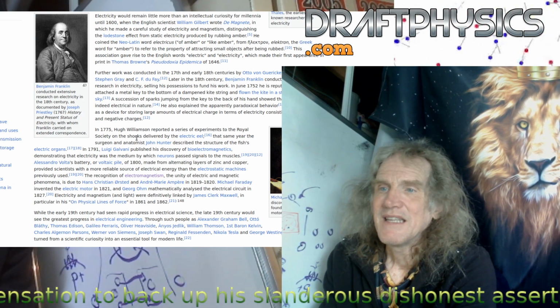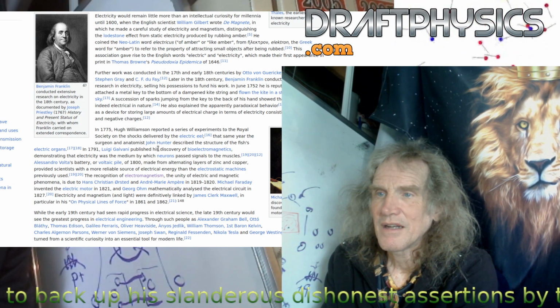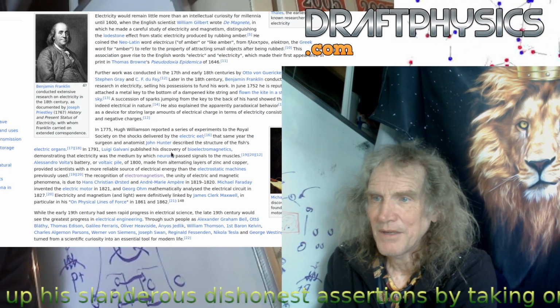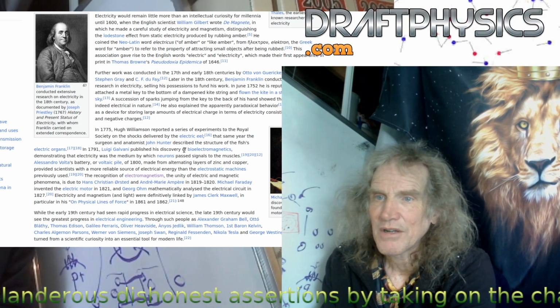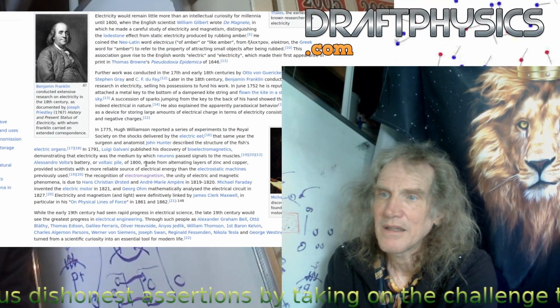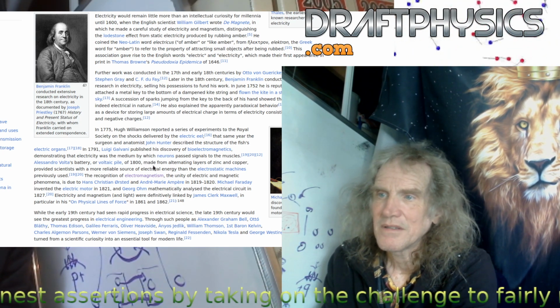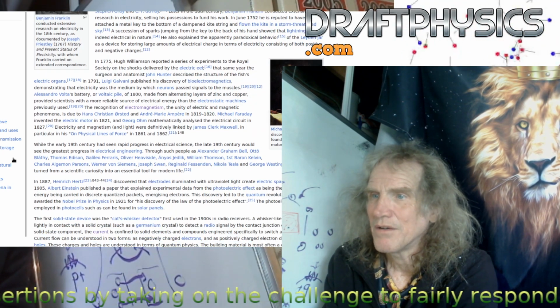All right, in 1775, Williamson reported a series of experiments to the Royal Society on the shocks delivered by an electric eel. The same year, the surgeon and anatomist John Hunter described the structure of the fish's electric organs. So that was the whole Galvani thing. They figured out that this is a difference between chemical substances, so zinc and copper, and going through all of that, so we probably don't need to do all that.